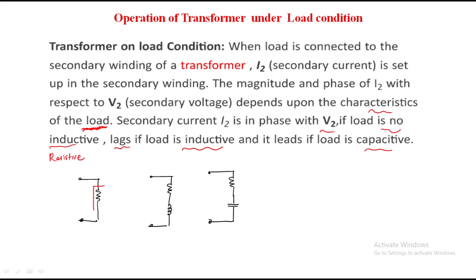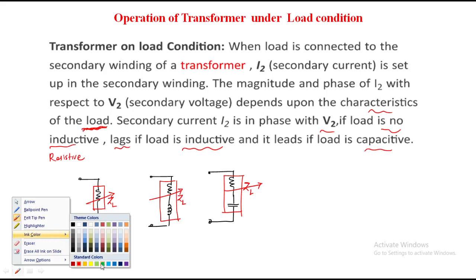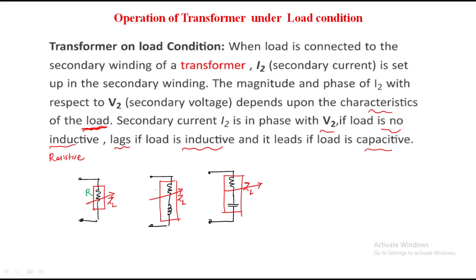So this is ZL, a variable load. ZL variable load, right? This is ZL variable load: R and L, R and C. This is a resistive load, not pure, just an inductive load, right?